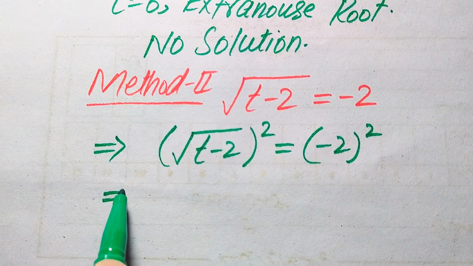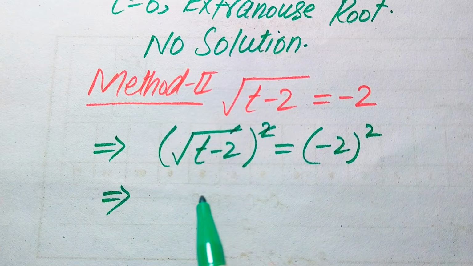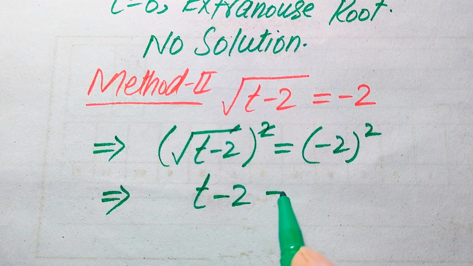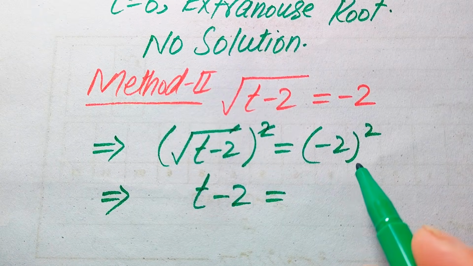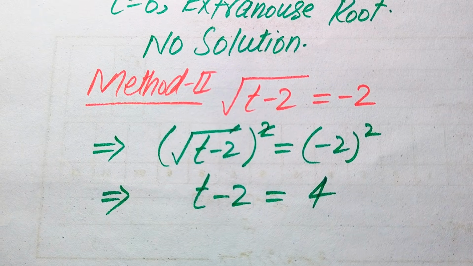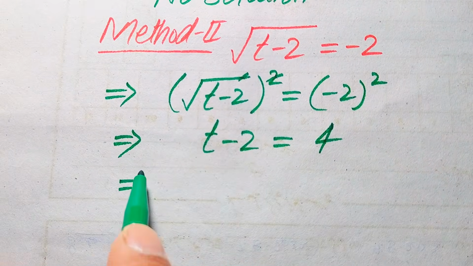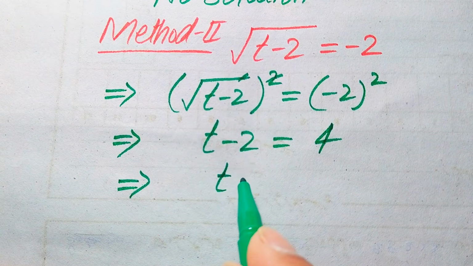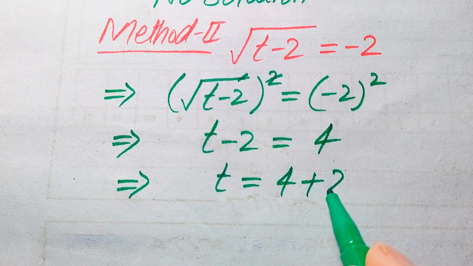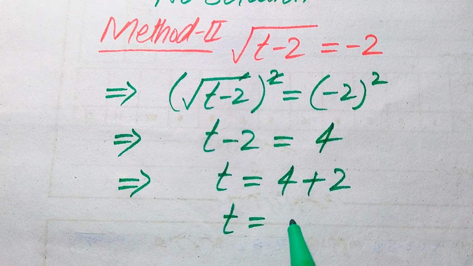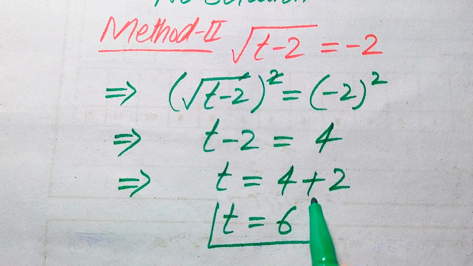In the next step, you see the square and the square root cancel, and we get t minus 2 is equal to minus 2 squared, and minus 2 squared becomes 4. Further in the next step, we move this minus 2 to the right hand side, and it will be written as t is equal to 4 plus 2, and we easily get the value of t is equal to 6.